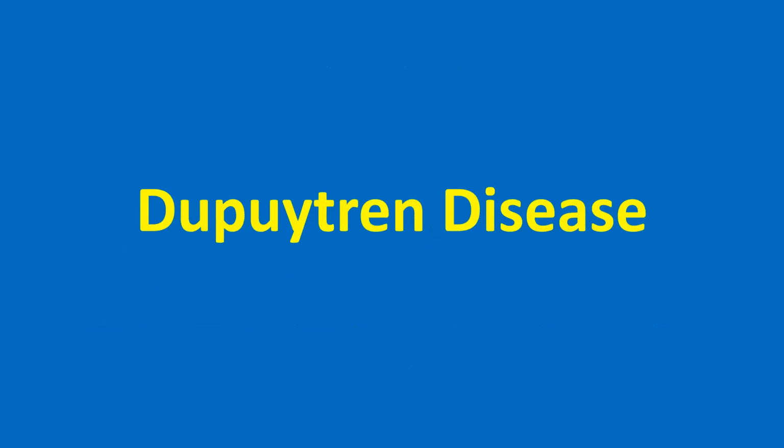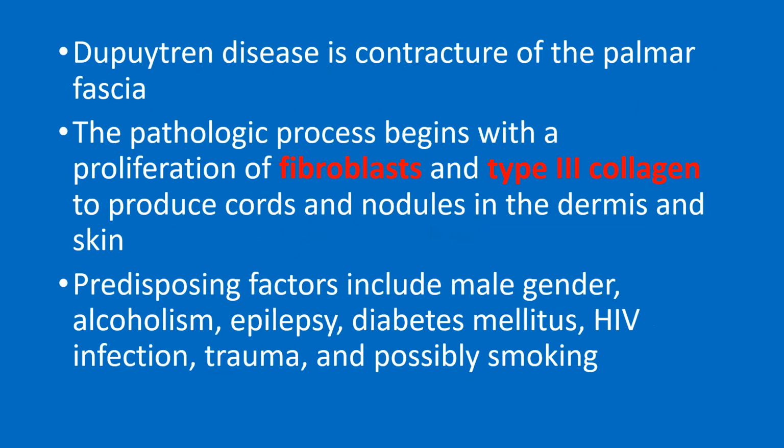Dupuytren's contracture or disease. Dupuytren's disease is contraction of the palmar fascia. The pathologic process begins with proliferation of fibroblasts and type 3 collagen to produce cords and nodules in the dermis and skin. Predisposing factors include the male gender, infections, trauma, and possibly smoking.